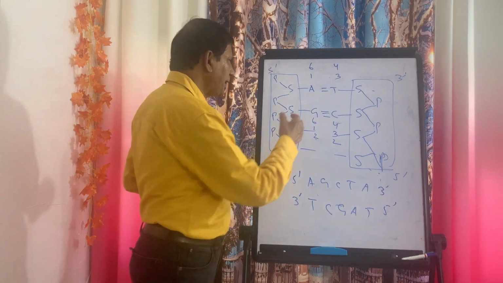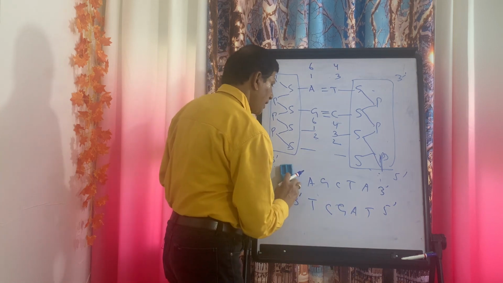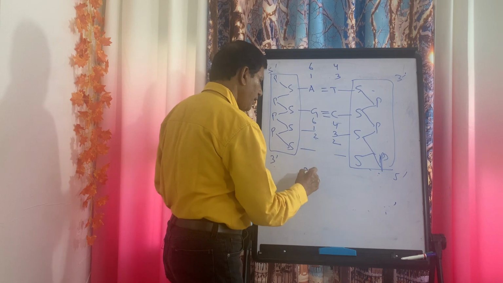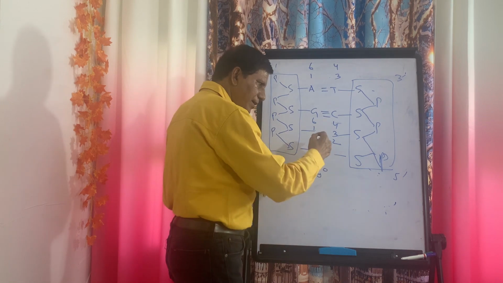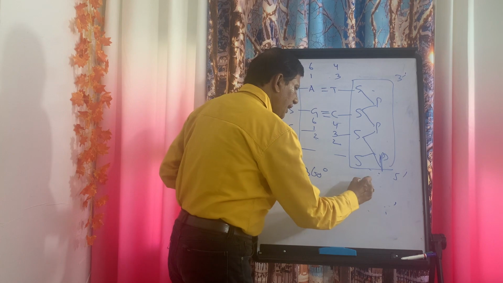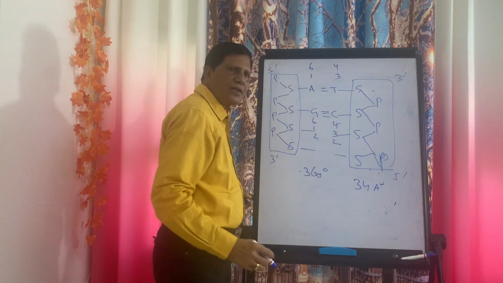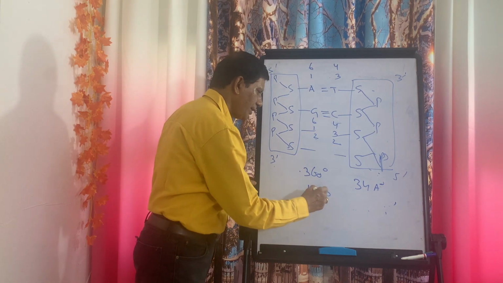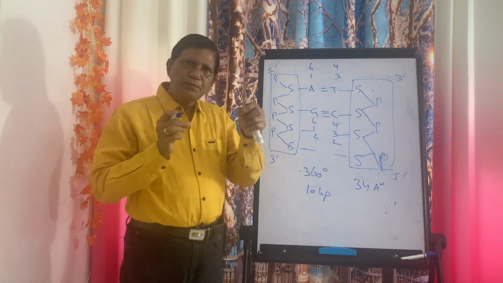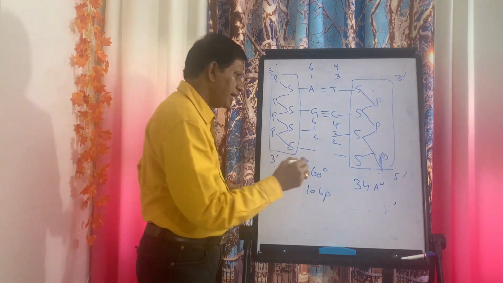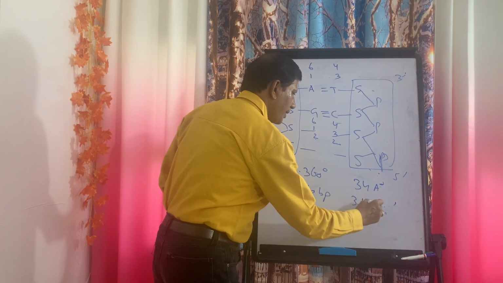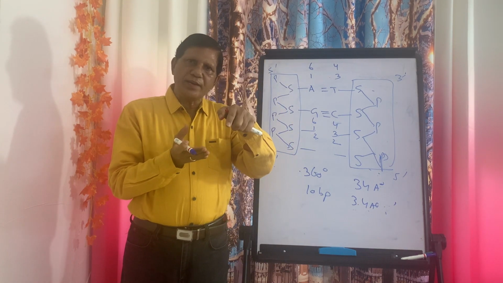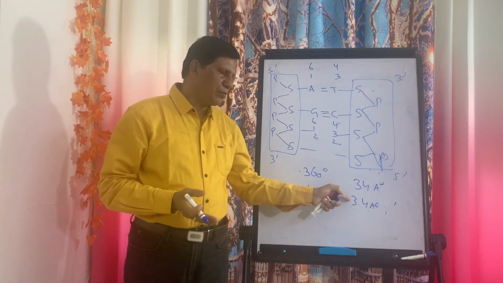And for a complete pitch, it takes 34 angstrom. For a complete pitch, means for a 360 degree angle, it is 34 angstrom. The pitch is 34 angstrom. And within this pitch, there are 10 base pairs. That means the distance between 2 consecutive pairs is 3.4 angstrom. So within 360 degrees, there are 10 base pairs, and the gap between them is 3.4 angstrom.